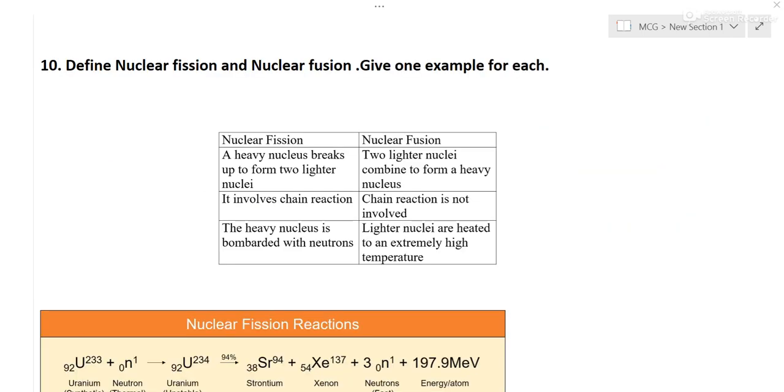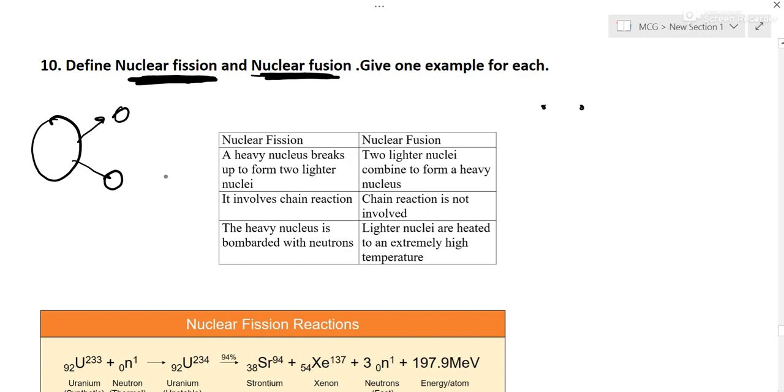Question number 10 is define nuclear fusion and nuclear fission. This is a direct question. Nuclear fission is splitting of a heavy nucleus into two average ones, and fusion is joining of two small nuclei into an average one. So both sides are getting average. Here a heavy nucleus splits into two average, and here two lighter, small nuclei join up to form an average one. Then you have to give one example for each.